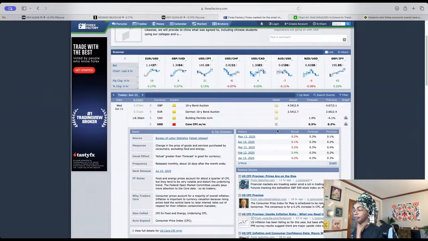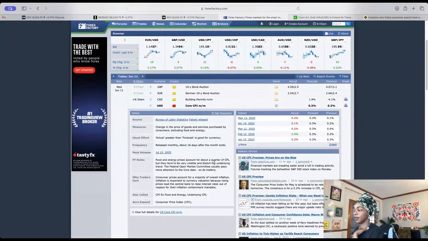Alrighty. So again, food and energy prices account for about a quarter of CPI, but they tend to be very volatile and distort the underlying trend. The Federal Open Market Committee, FOMC, usually pays more attention to the core data. So do traders. So consumer prices account for a majority of overall inflation. Inflation is important to currency valuation because rising prices lead the central bank to raise interest rates, out of respect for their inflation containment mandate. So core CPI, big market mover.